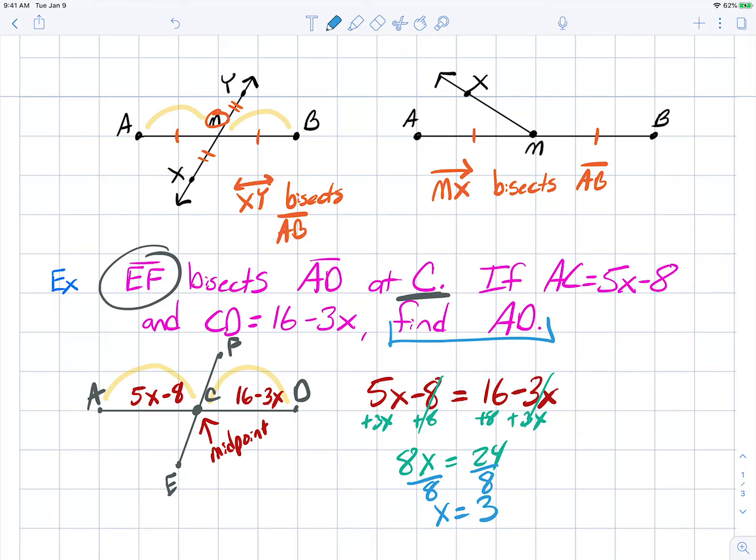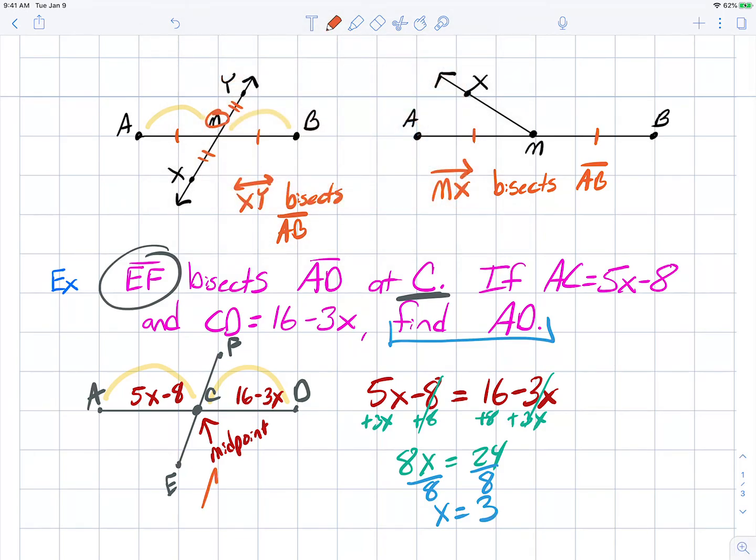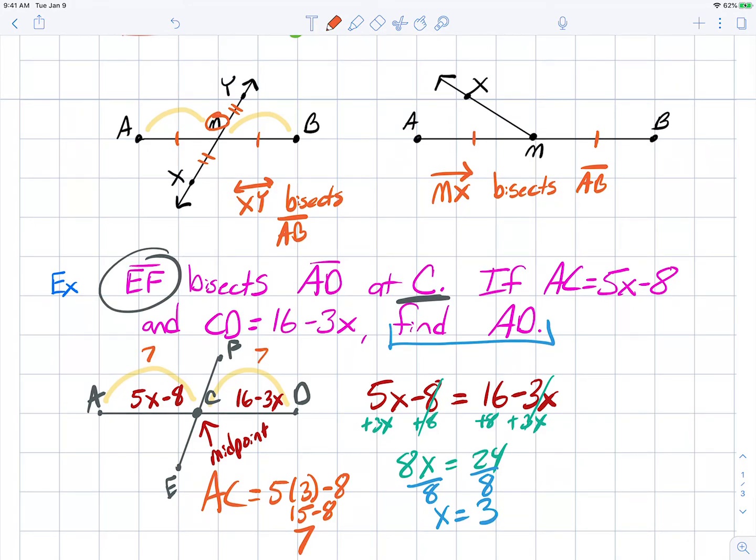So if I know that x equals 3, I can plug x equals 3 into either of my equations or my expressions. So I'm going to choose to use AC. From A to C is 5x minus 8. So if x equals 3, that'd be 5 times 3 minus 8. 5 times 3 is 15, minus 8 is 7. So if A to C is 7, then C to D is also 7. So then A to D is adding them together, and you get 14.